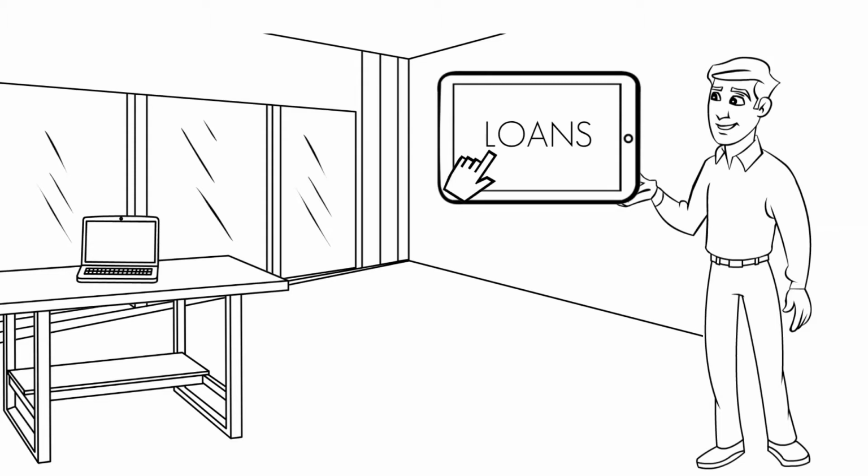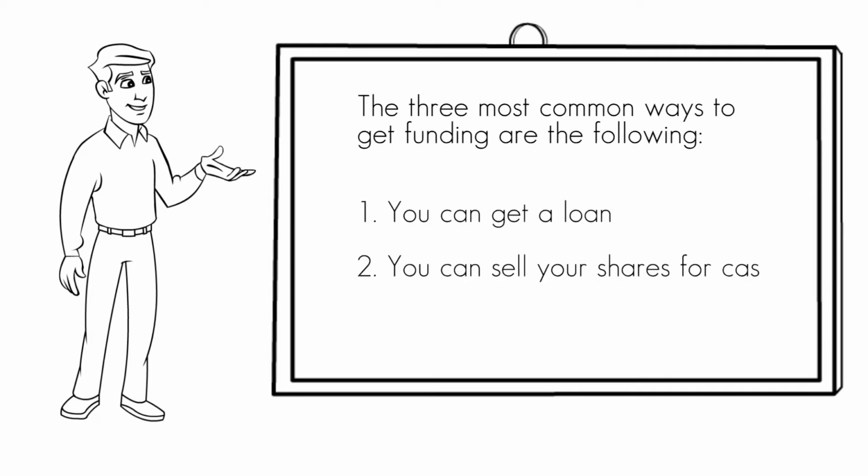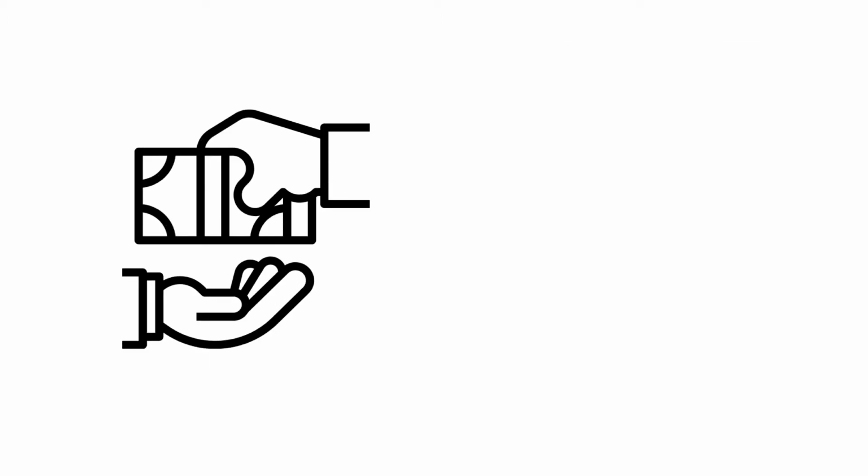As a startup, you need money to grow, so most of you need funding. The three most common ways to get funding are the following. You can get a loan, you can sell your shares for cash, or you can use convertibles. Today's film is about the first one, loans.